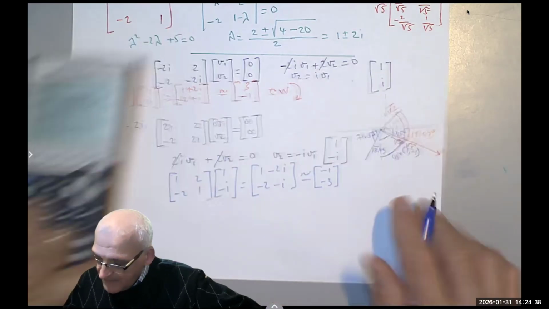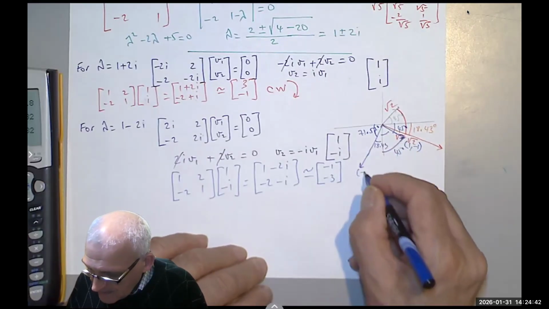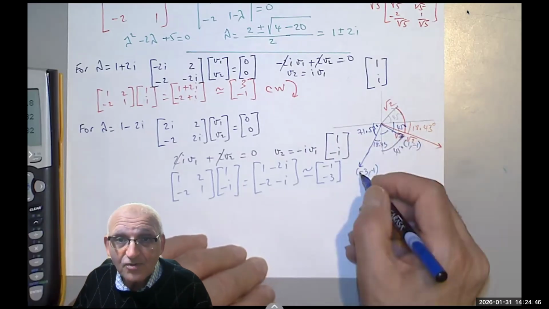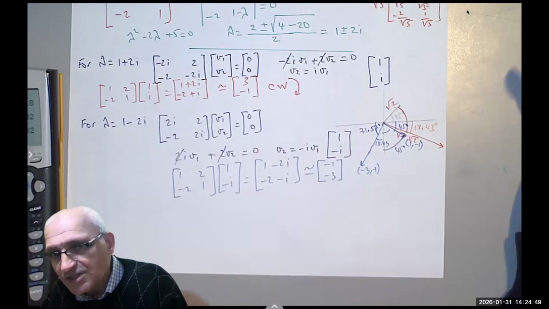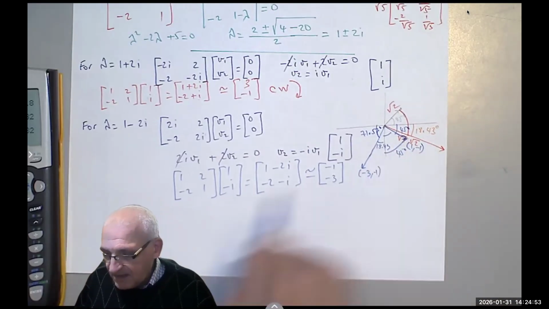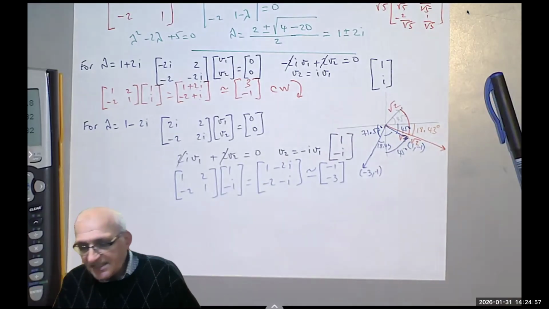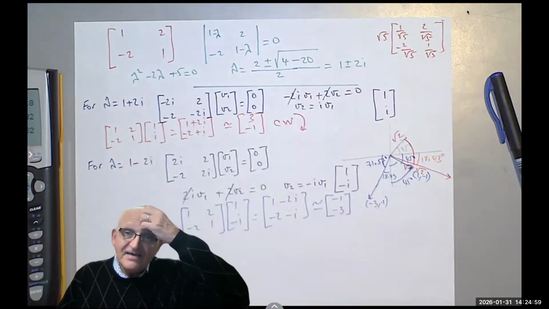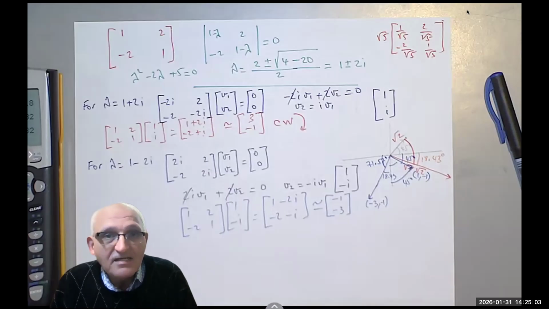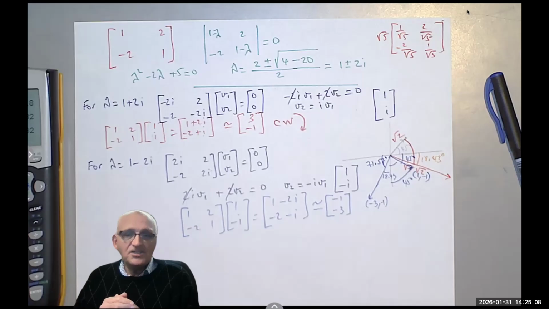So I will end up in the third quadrant with a length of vector equal to root 10, which is root 5 times the original length, and I rotate it clockwise an angle of 63.43. So that shows you that having complex eigenvalues means there is a dilation as well as a rotation.